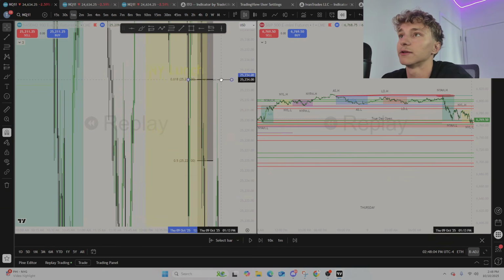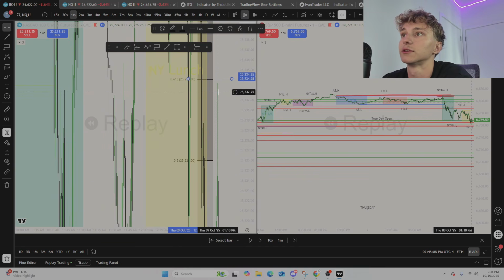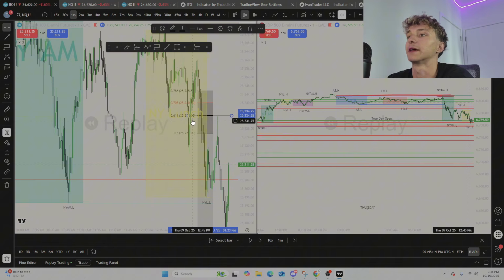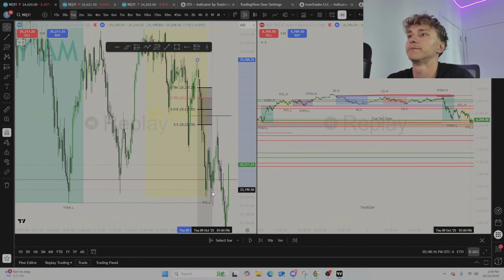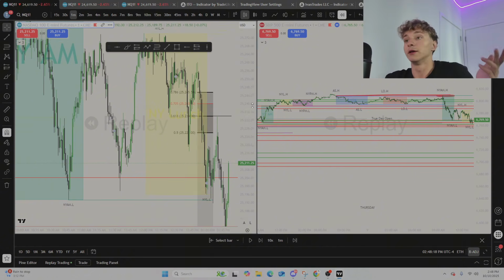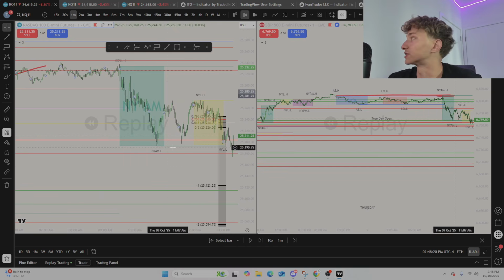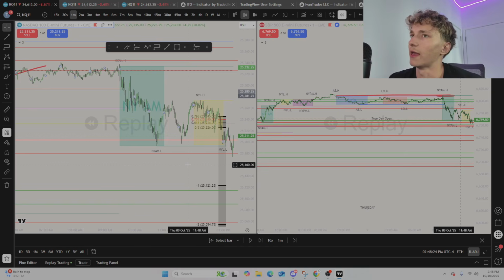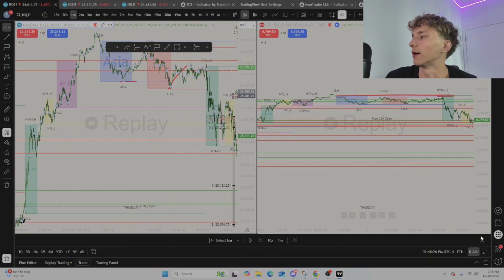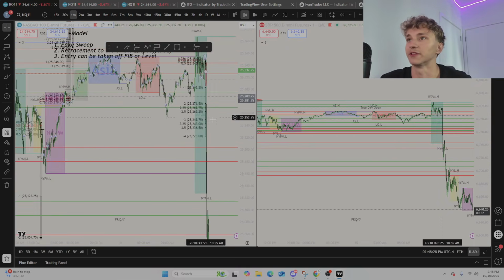Wait, did it? Was that 234 flat? The high of this candle was... Nah, I missed it by 1 tick. That's crazy though, right? But yeah, you guys see the idea of it. You get the fake sweep, you get the pullback, and then you get the continuation for the new low. Those were the two main setups of the day today.